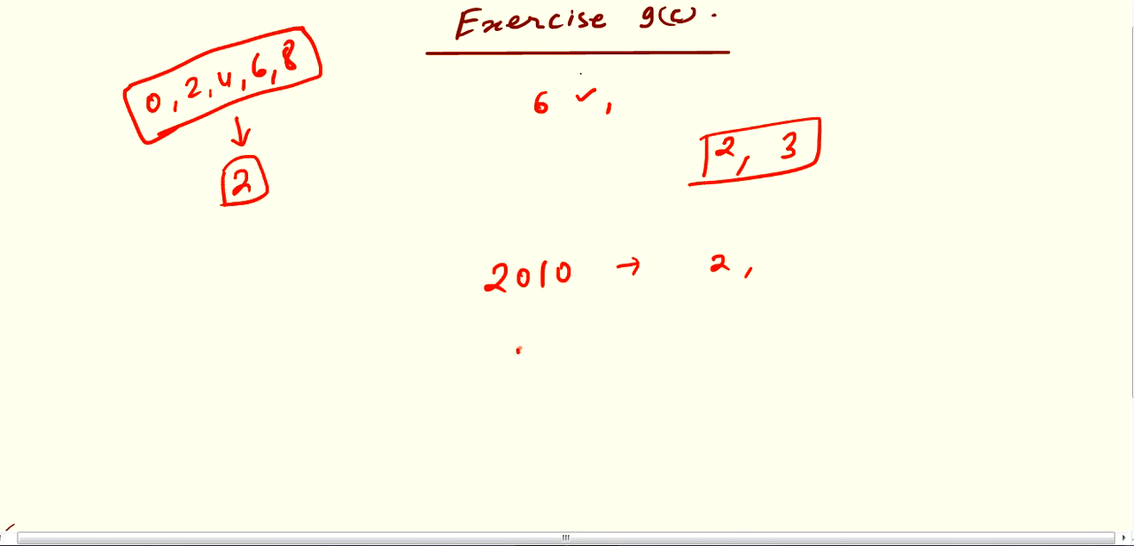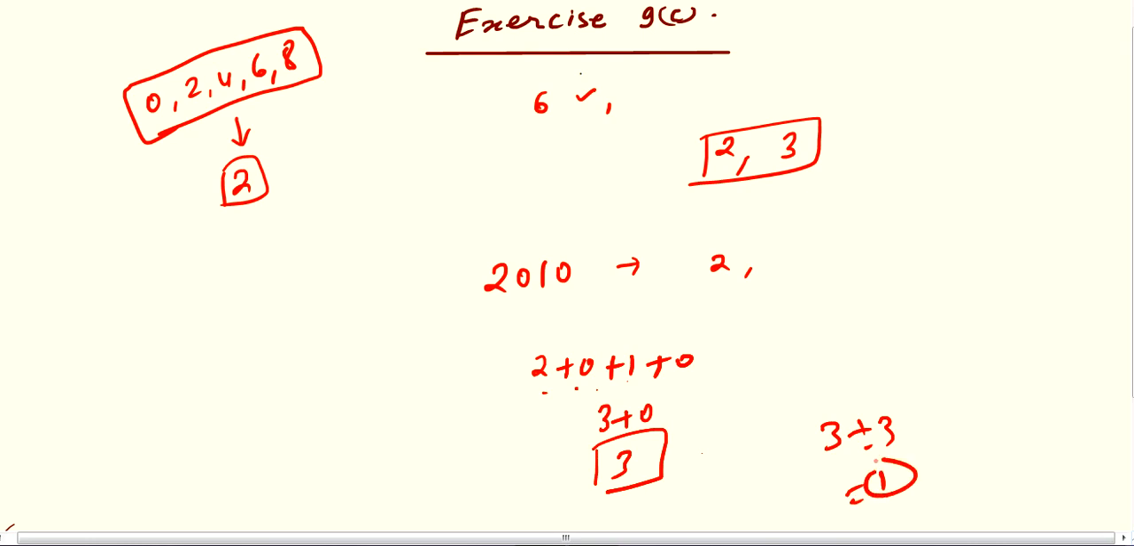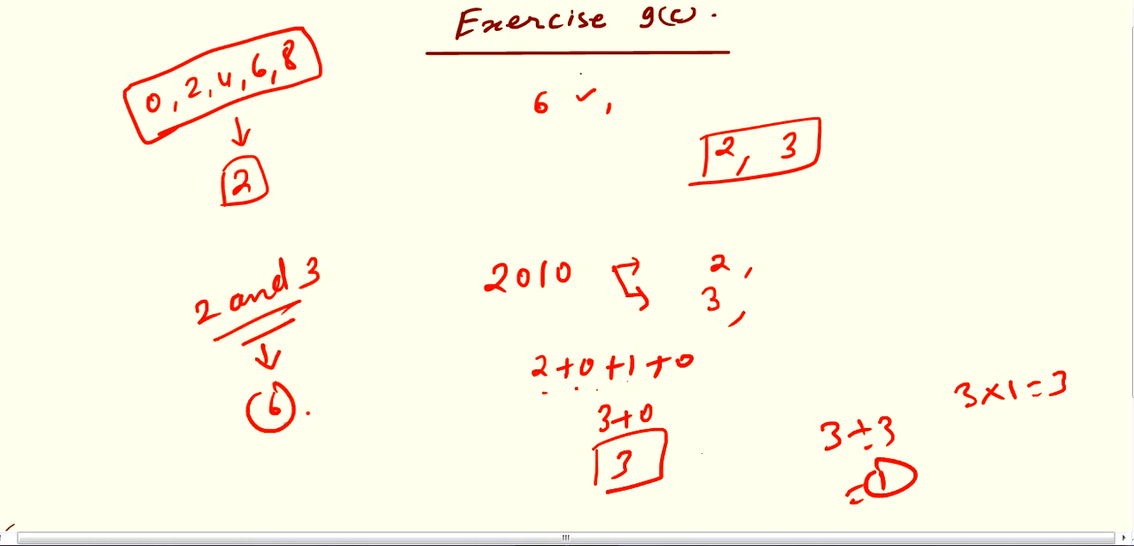But what about 3? 2 plus 0 plus 1 plus 0. So 2 plus 0 is 2, 2 plus 1 is 3, 3 plus 0 is 3. So we are getting sum 3, and as you know, 3 is divisible by 3. How many times? 1 time. 3 times 1 is 3. So 2010 is divisible by 2 as well as 3. So if a number is divisible by 2 and 3, that means the number is also divisible by 6. कोई नंबर 2 और 3 से डिविजिबल है तो वो 6 से भी डिविजिबल होगा.